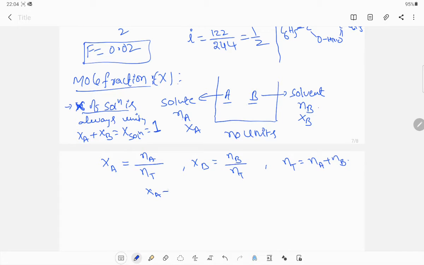Now Xa plus Xb equals Na by Nt plus Nb by Nt. So Na plus Nb by Nt. Nt means what? Na plus Nb. Na plus Nb by Na plus Nb, that is equal to 1. Unity. That equals unity. So this is mole fraction, very simple one.